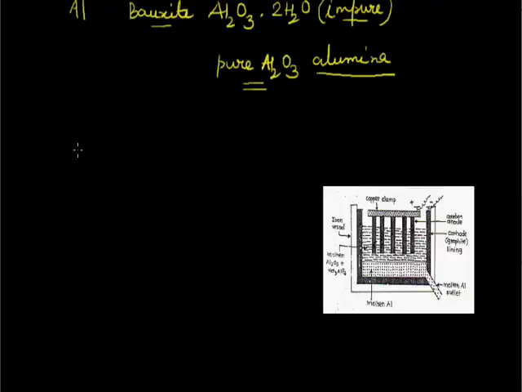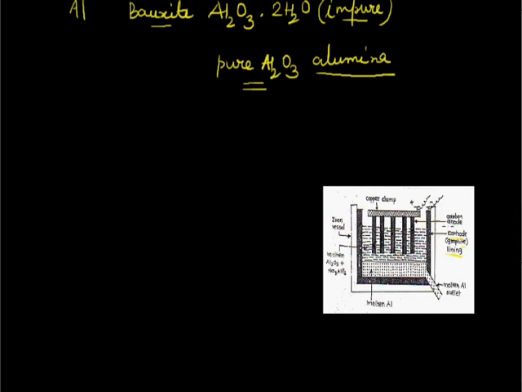We can understand electrolytic reduction of alumina by the diagram given. Here it consists of an iron vessel. This is an iron vessel. It is lined with cathode. Cathode is made up of carbon, graphite. So this is cathode graphite lining, which acts as a negative terminal. And here clamped with copper are a number of rods.